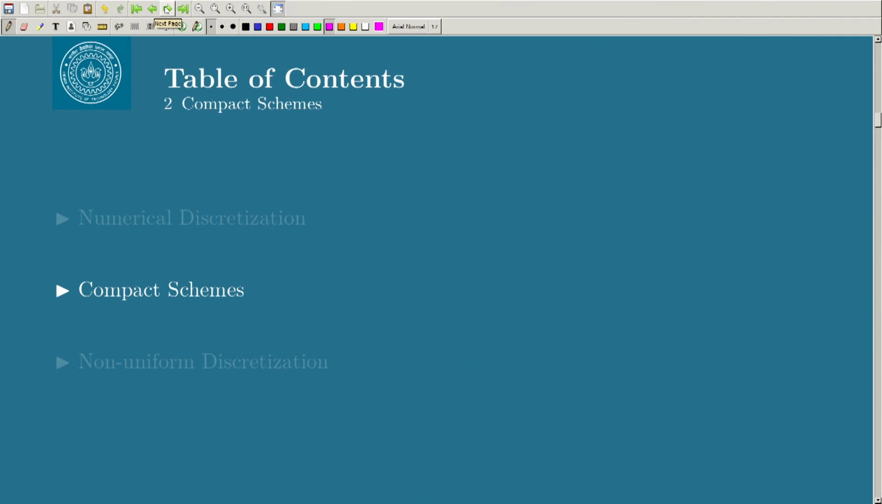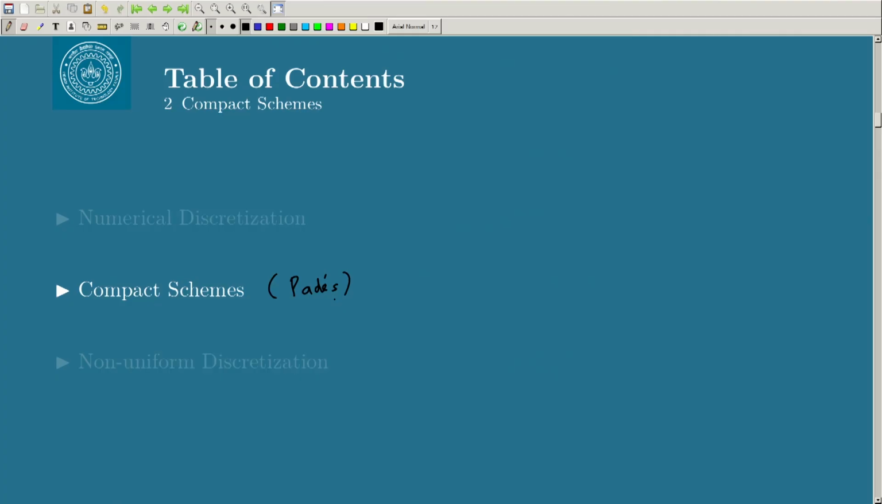Now, we will look at the compact schemes. This is also called the Padé schemes, okay, and it also has a literature. Initially, Sanjiva Lele at Stanford had proposed these schemes. Of course, these schemes were not found to be stable at that point of time, and then people proposed filters to make these schemes stable. But right now, we are going to see how these schemes are helping us in getting accuracy. We will talk about the stability a little bit later.